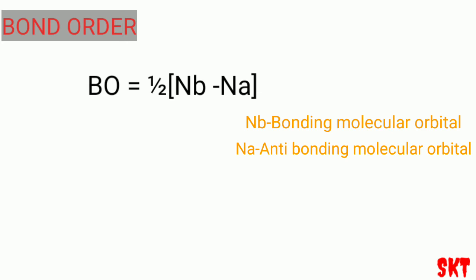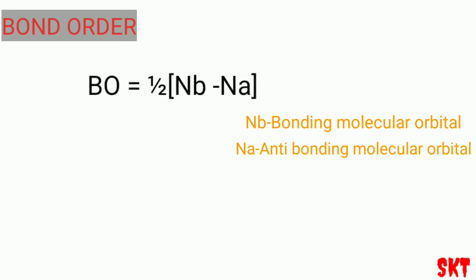So how to find the bonding and antibonding molecular orbitals? It's a simple trick. The bonding molecular orbitals are sigma 1s, sigma 2s, sigma 2px, pi 2py, and so on. And the antibonding molecular orbitals are sigma star 1s, sigma star 2s, pi star 2py, and so on. So remember this: if there is a star, then it's an antibonding molecular orbital. If there is no star, then it's a bonding molecular orbital. So this is the theory you have to remember about the energy level diagram.